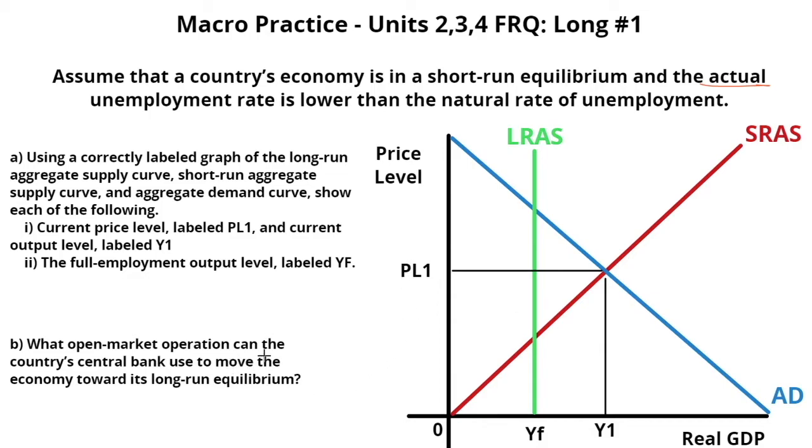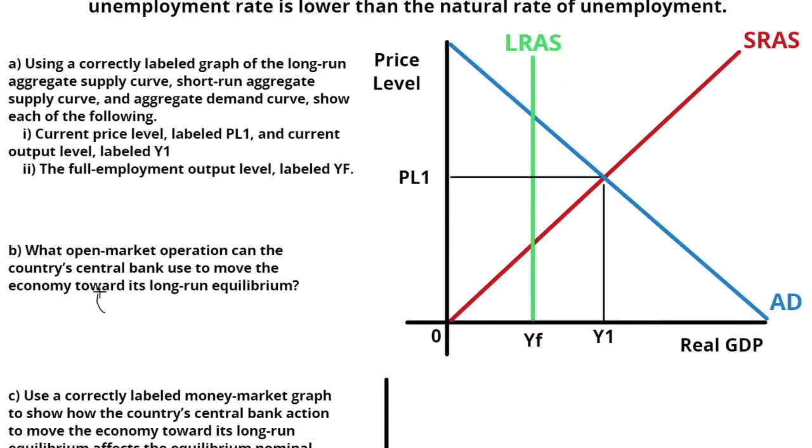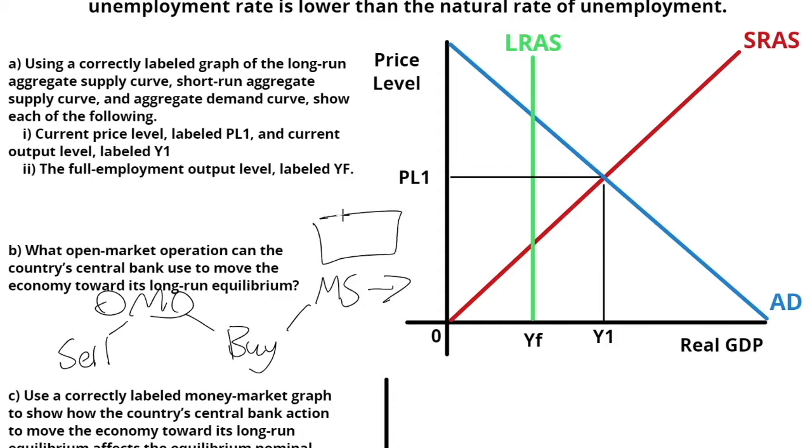What open market operation can the country's central bank use to move the economy towards long-run equilibrium? Well, with open market operations, we really have two options: sell bonds or buy bonds. Remember that if we buy bonds, we'll shift the money supply to the right, with the central bank paying for the bond and giving the bank cash, all in all lowering nominal interest rates. While selling bonds would shift money supply to the left instead and increase nominal interest rates.